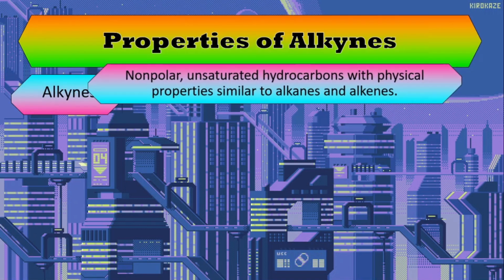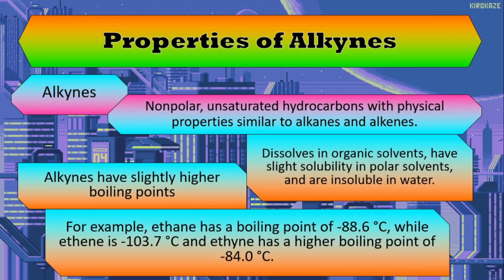Properties of alkynes. Alkynes are nonpolar unsaturated hydrocarbons with physical properties similar to alkanes and alkenes. Alkynes have slightly higher boiling points and dissolve in organic solvents, have slight solubility in polar solvents, and are insoluble in water. For example, ethane has a boiling point of negative 88.6 degrees Celsius, while ethene is negative 103.7 degrees Celsius, and ethyne has a higher boiling point of negative 84.0 degrees Celsius.